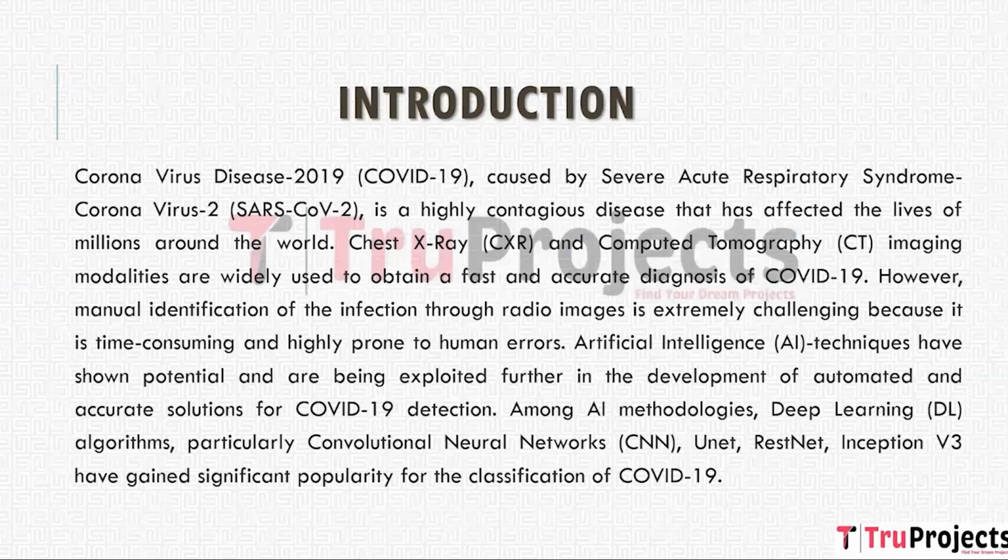Introduction. Coronavirus disease 2019, which is COVID-19, caused by severe acute respiratory syndrome coronavirus 2, is a highly contagious disease that wiped out millions of lives worldwide. The images of chest X-ray and computed tomography are extensively employed to provide a quick and reliable diagnosis of COVID-19. Manual diagnosis of the infection by radio images, on the other hand, is extremely difficult because it's time-consuming and prone to human error. Artificial intelligence, which are AI techniques, have shown promise and are being developed further in the creation of automated and accurate COVID-19 detection tools.